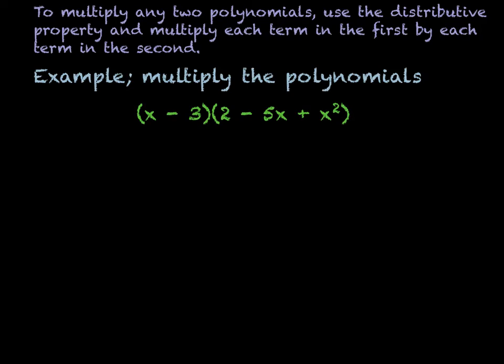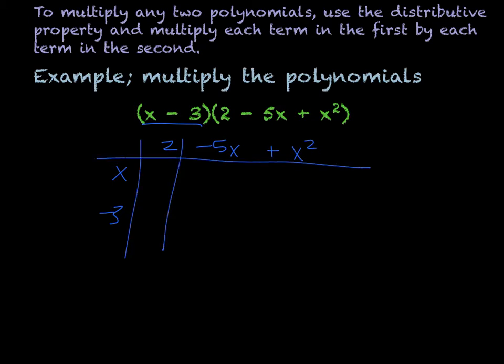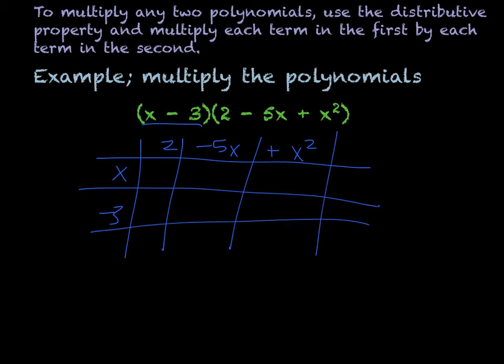Instead of actually foiling it out and multiplying it out linearly, we can create a table, x and negative 3, so that is my first polynomial, and then write my other polynomial, 2, negative 5x plus x squared. So we just write it out like in a table, and then in each of the boxes we do our multiplications. So that would be x times 2 is 2x. x times negative 5x is negative 5x squared. x times x squared is x cubed.